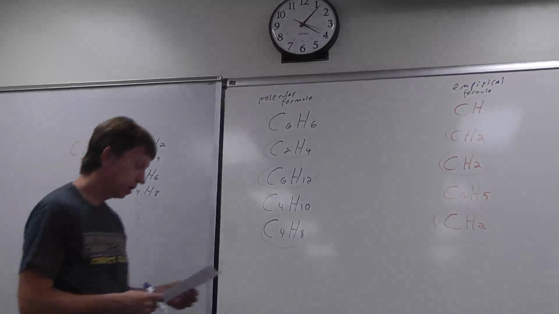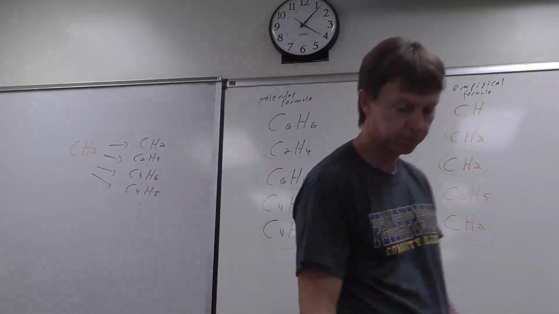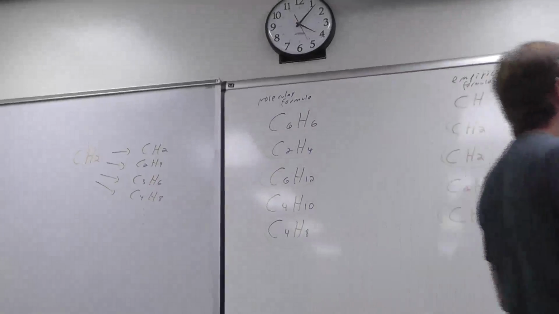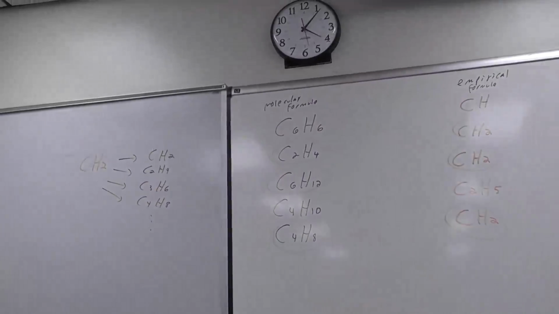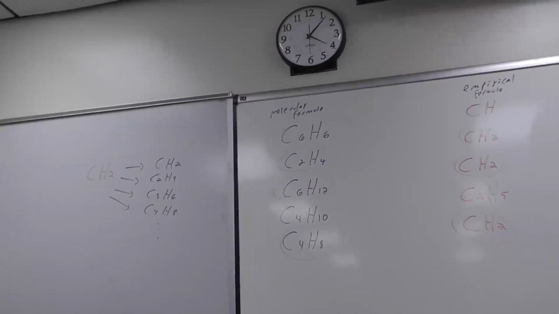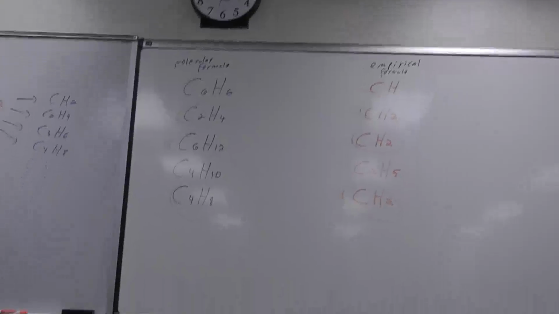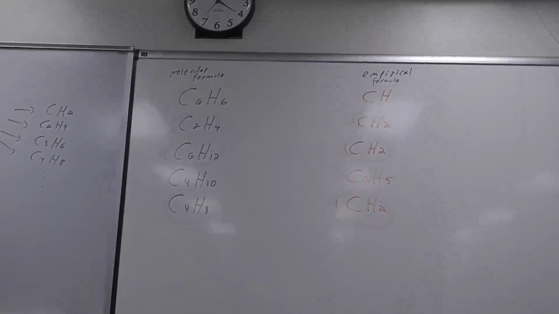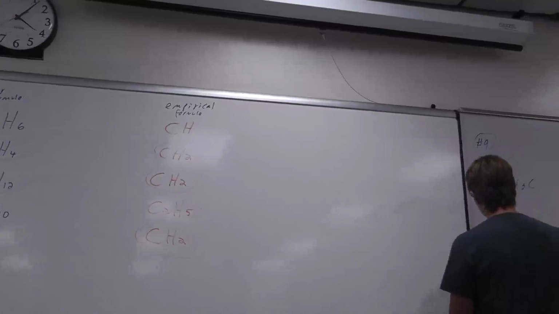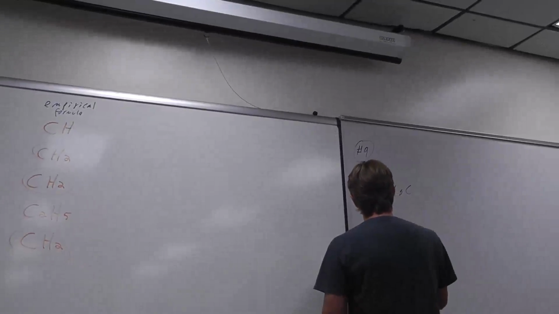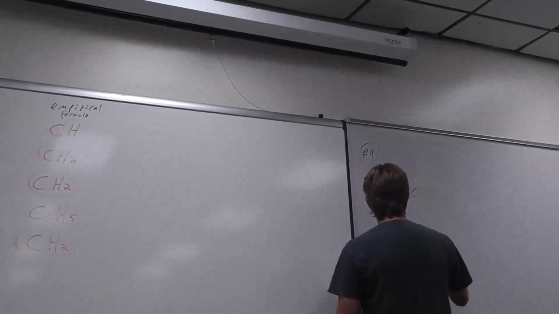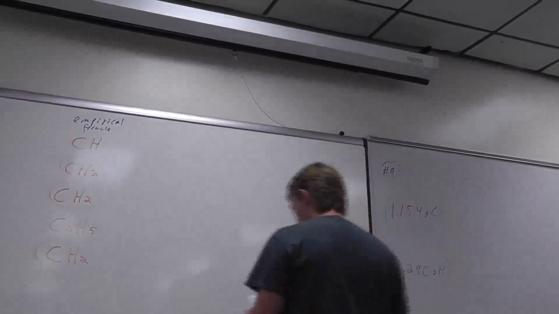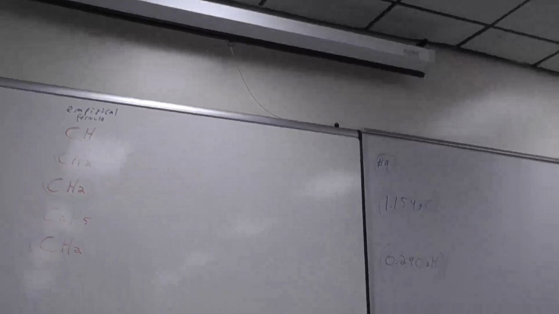Question number 9. You've got a sample of a hydrocarbon. Now, hydrocarbon is hydrogen and carbon put together. That means carbon and hydrogen are all you've got. There's no other elements there. And in particular, in this sample, there's 1.154 grams of carbon, 0.290 grams of hydrogen. And we want to turn that into an empirical formula.